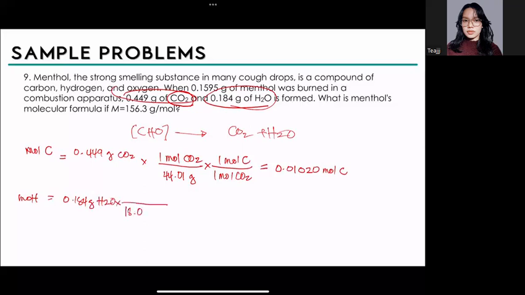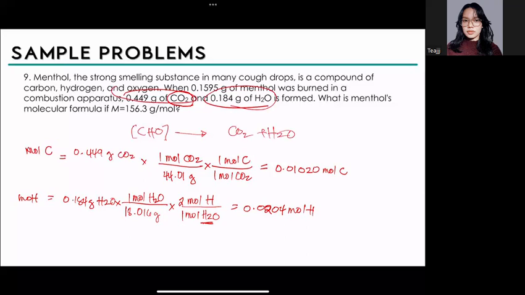And then for moles of hydrogen, you have 0.184 grams of H2O times the molar mass, which is 18.016 grams per 1 mole of water. And then for every 1 mole of water, you will have 2 moles of hydrogen because there are two in our chemical formula. And that will give you 0.0204 moles of hydrogen. Now we have carbon, we have hydrogen.